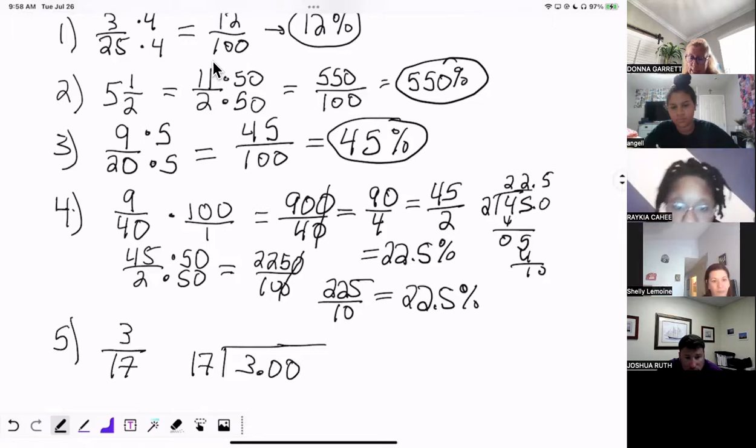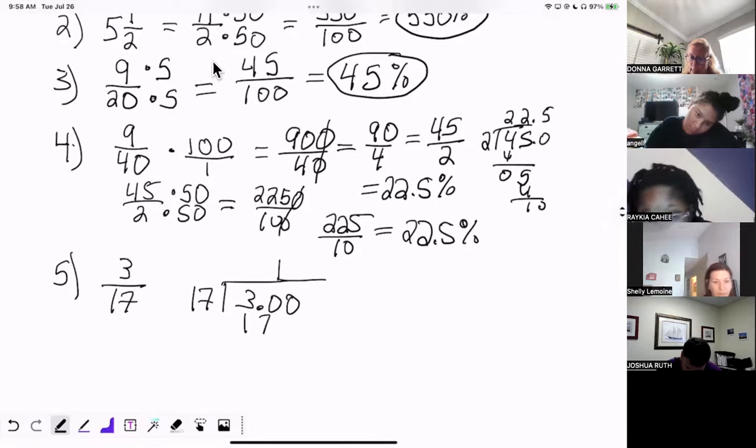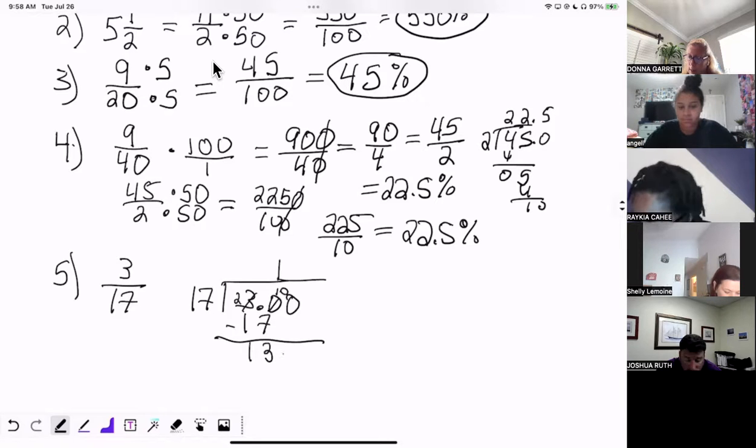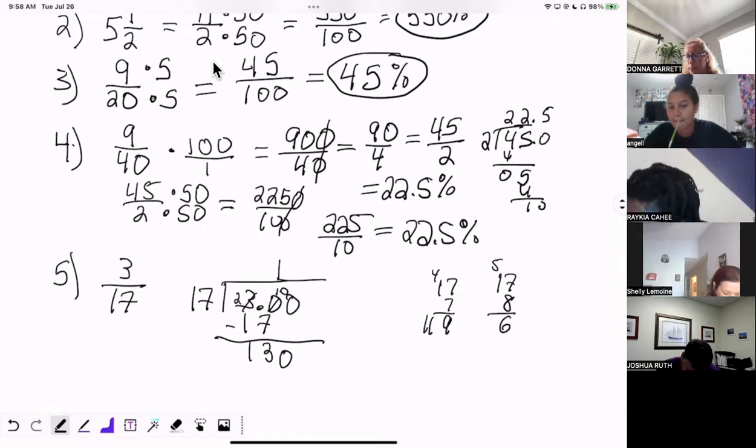All right, how many 17s are in 30? How many 17s are in 30? 1. That's 17. That's 2, that's 10, that's 13. Bring down the 0. How many 17s are in 130? Let's see. 17 times 8, 8 times 7 is 56. Okay, so 8 was too much and 7 is fine. So 7.